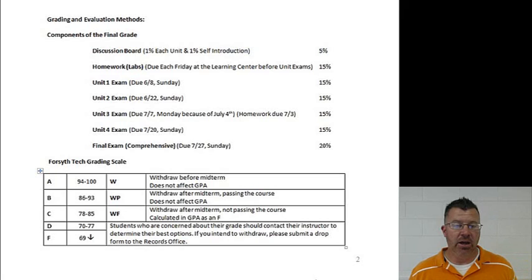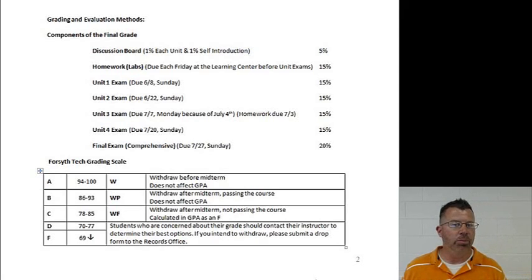Next, you're going to see the exams for each unit. Exam 1 is due June 8th, Sunday, and they're always going to be due at 11:59 p.m. That's the end of the day on Blackboard. Unit 2 is due June 22nd, Sunday night at 11:59 p.m. Unit 3 is going to be due July 7th, and that's on a Monday at 11:59 because of the July 4th weekend. I figure some of you guys may or may not be out of town, but we're in school Monday, so the test will be due that Monday.